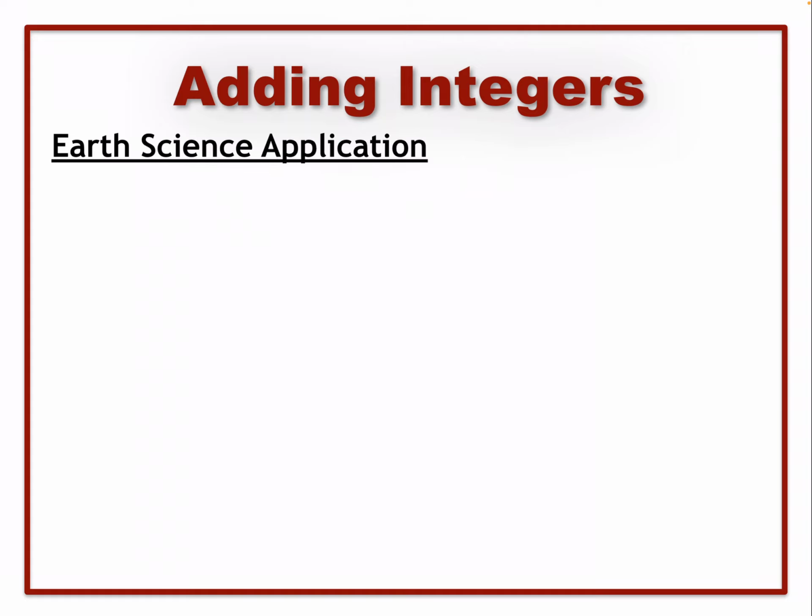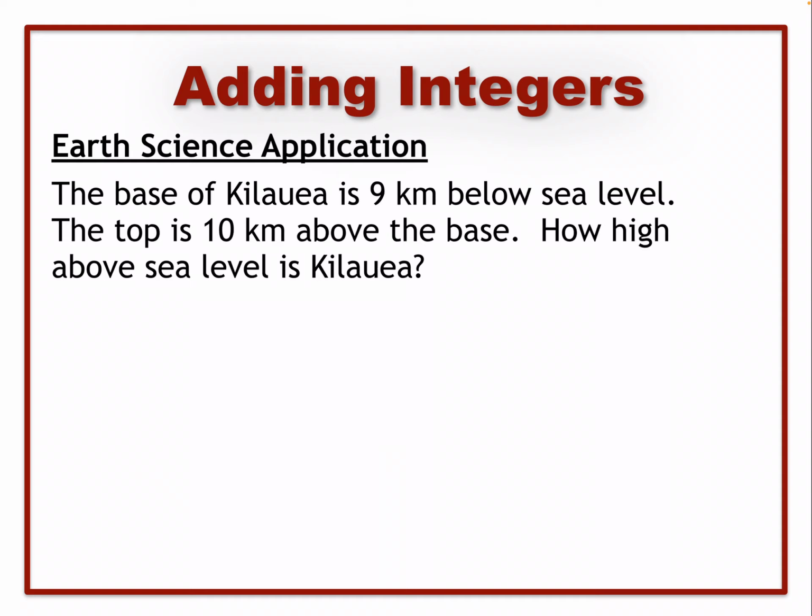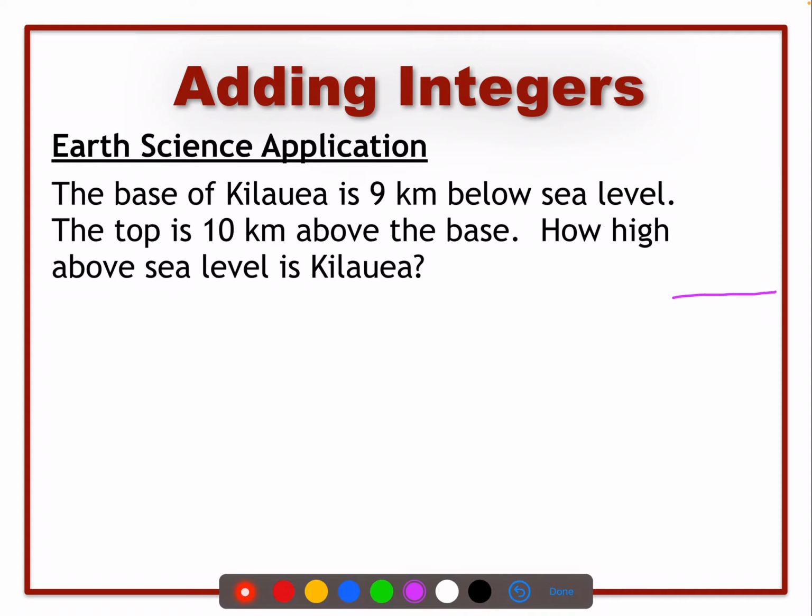Now earth science application. The base of Kilauea is 9 kilometers below sea level. The top is 10 kilometers above the base. How high above sea level is Kilauea? Okay, so Kilauea, it's a volcano. So if we draw a volcano and we draw the sea level, it says that Kilauea is 9 kilometers below sea level. So that means I have 9 kilometers below.